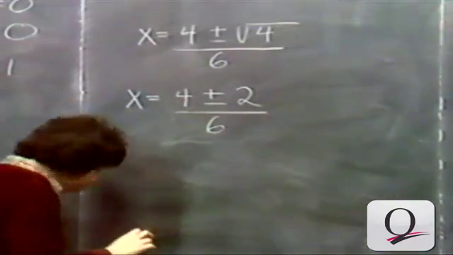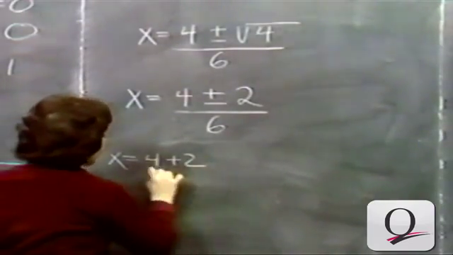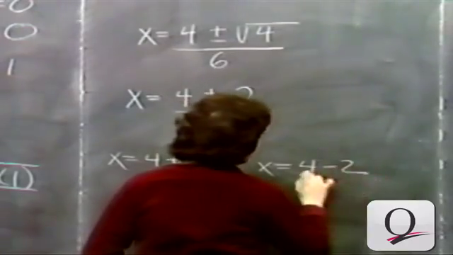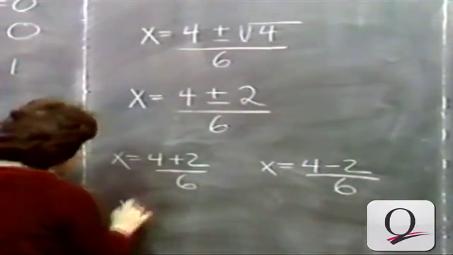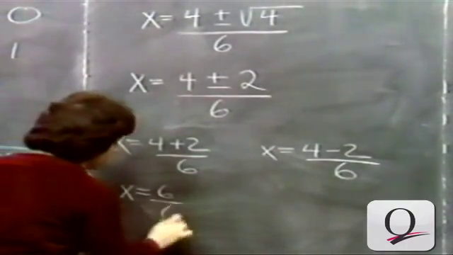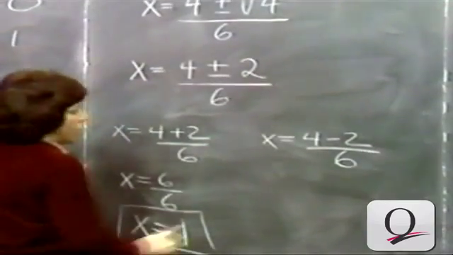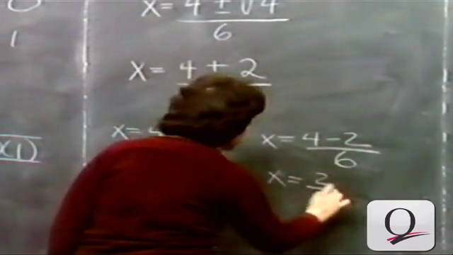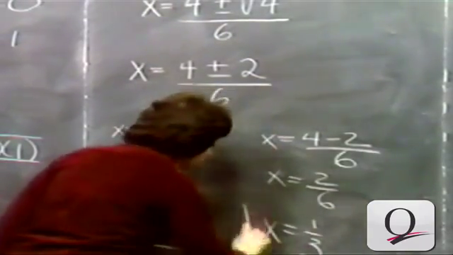Now there are two answers. We get x equals 4 plus 2 over 6, and x equals 4 minus 2 over 6. Now, 4 plus 2 over 6, that's 6 over 6. We get x equals 1. And over here, 4 minus 2 over 6, that's 2 over 6. Reducing to lowest terms, we get x equals 1/3.